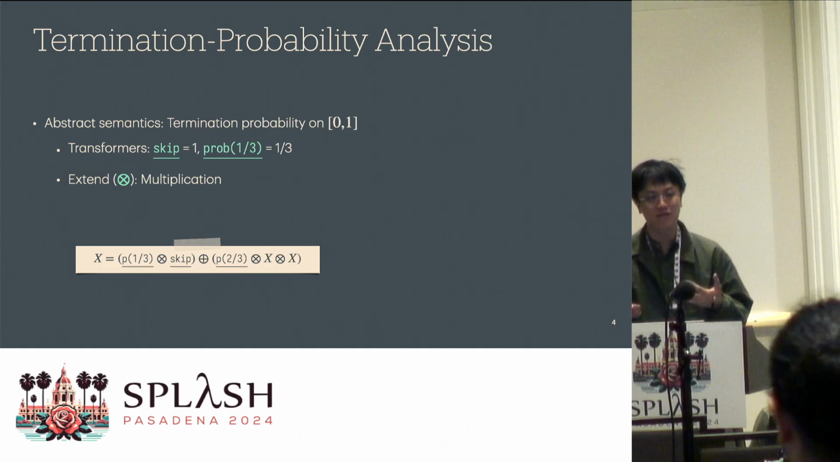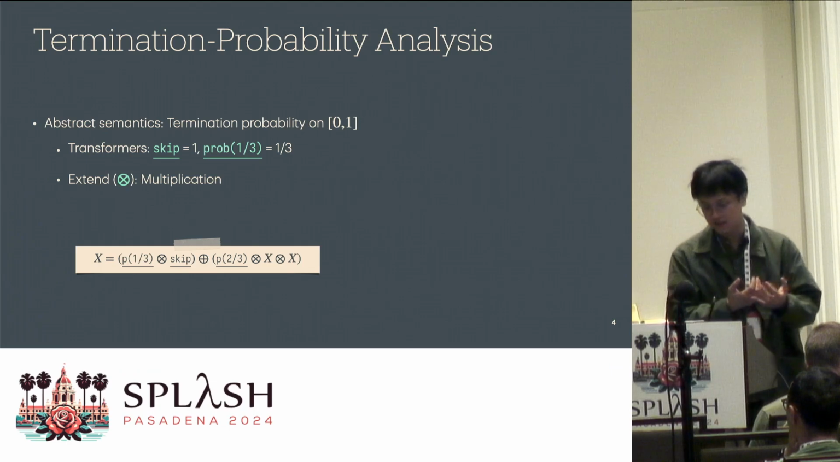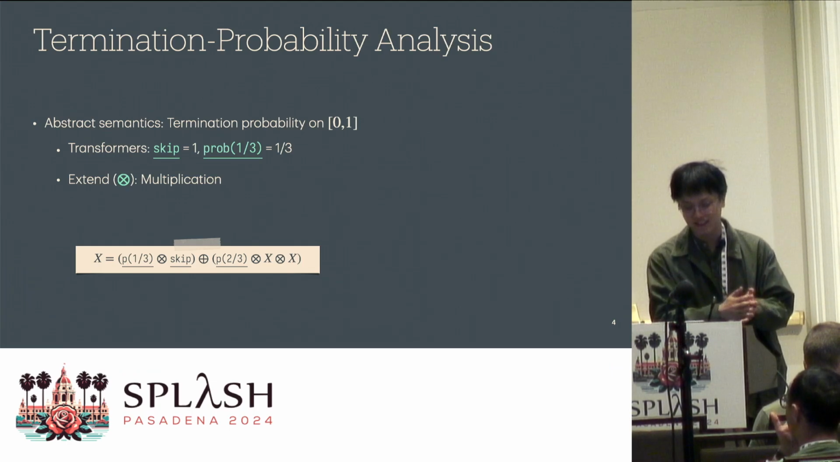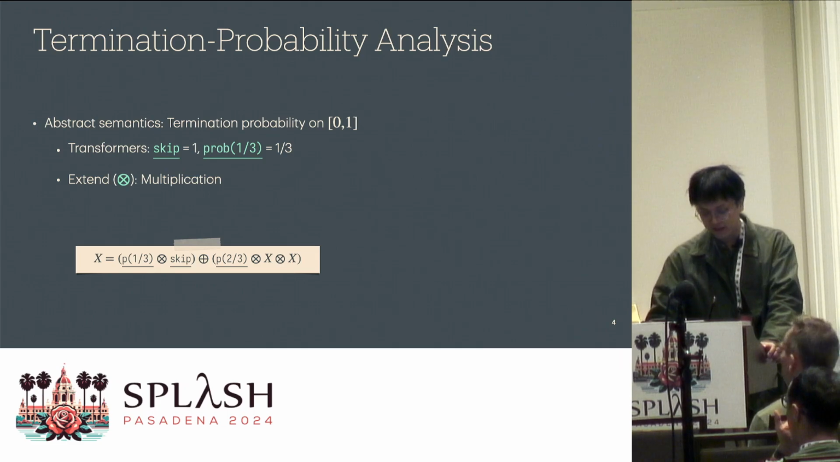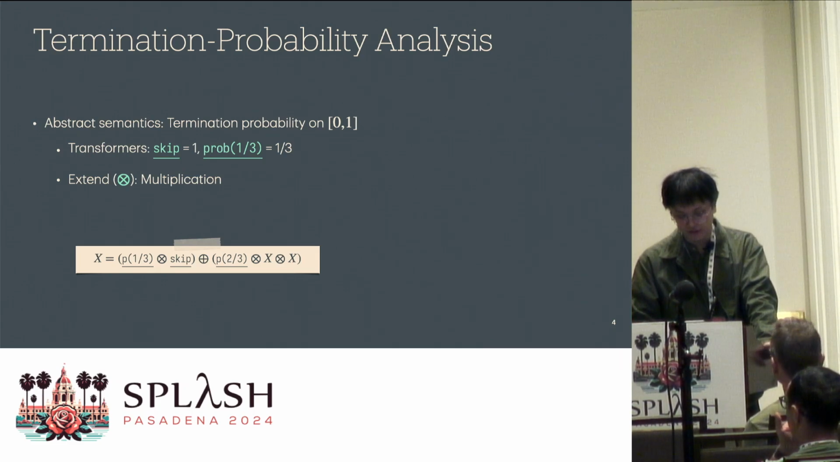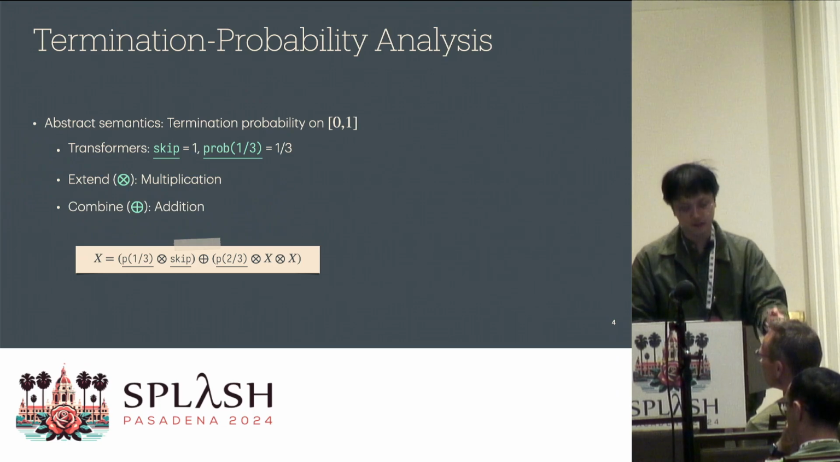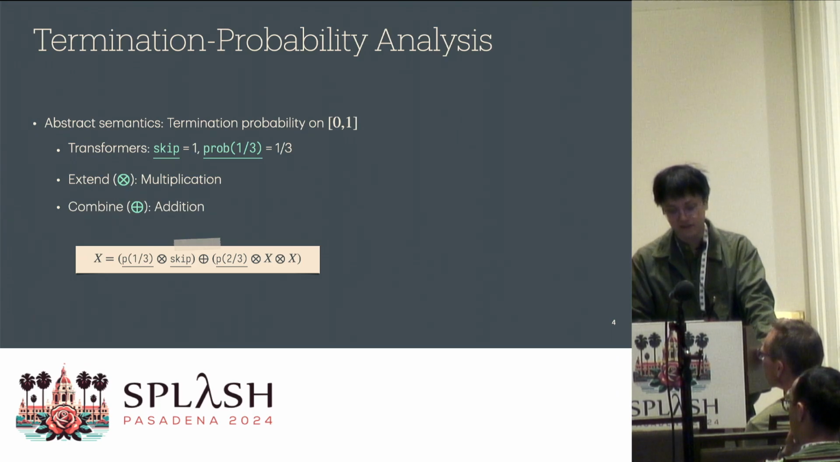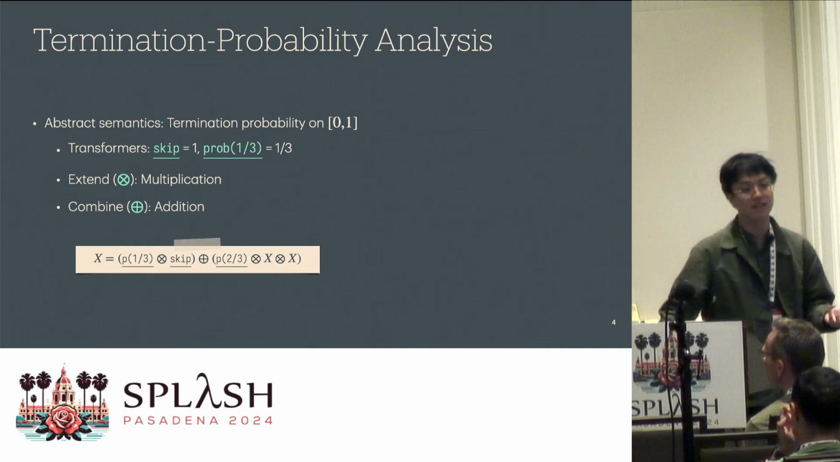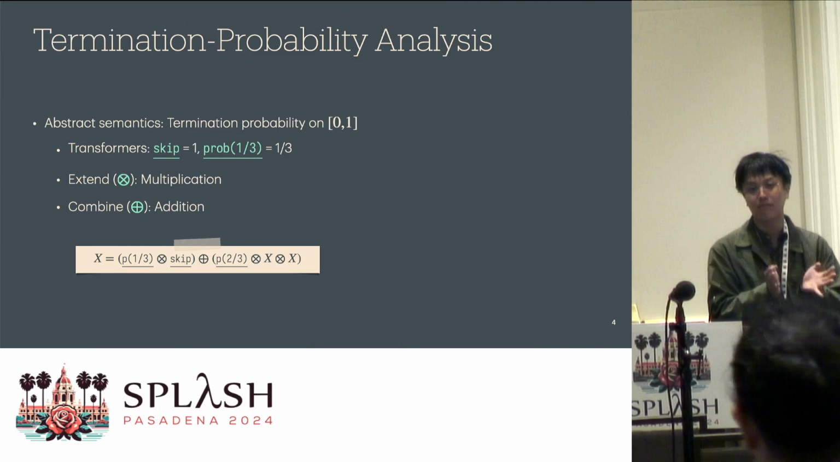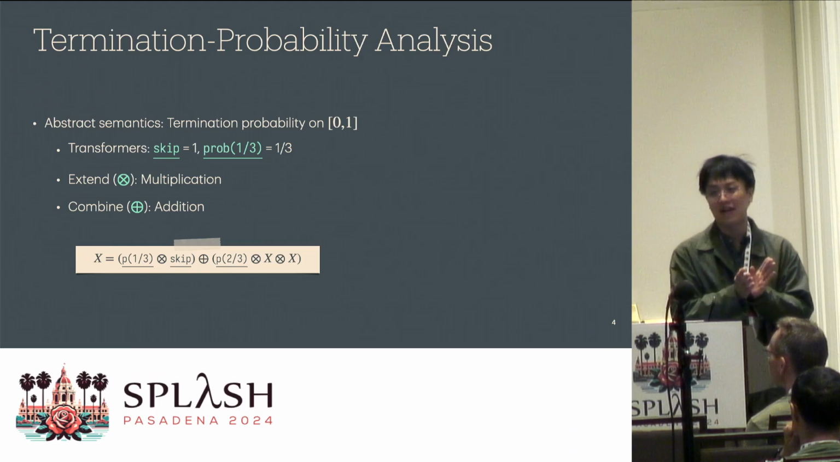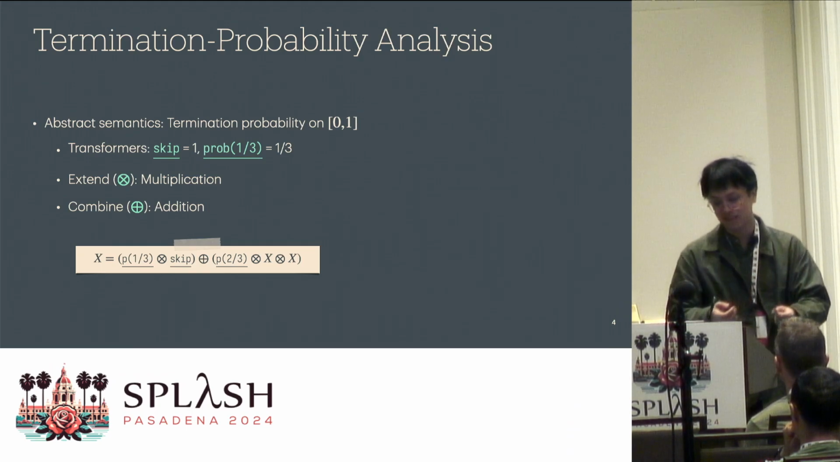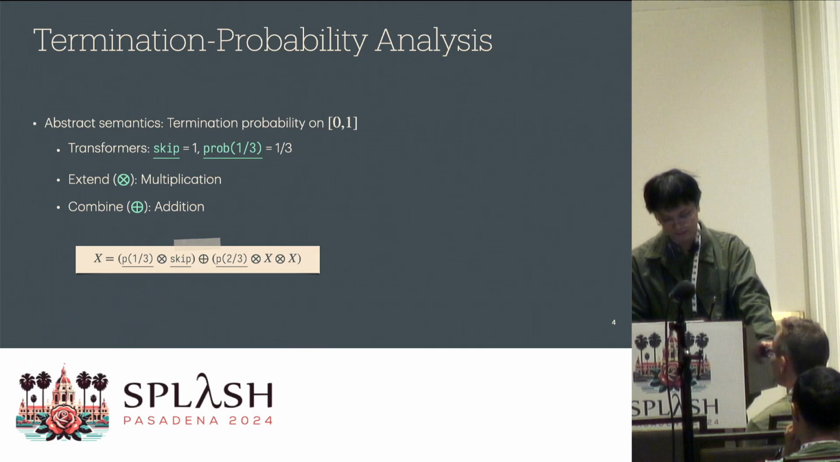So the termination probability of two programs we can calculate as the product of the termination probabilities of the two programs. Then for combine, which I write as circle plus, we interpret it as the addition of probabilities, because combine means we want to combine two different control flow paths on the control flow graph. So we can just sum up the termination probabilities.